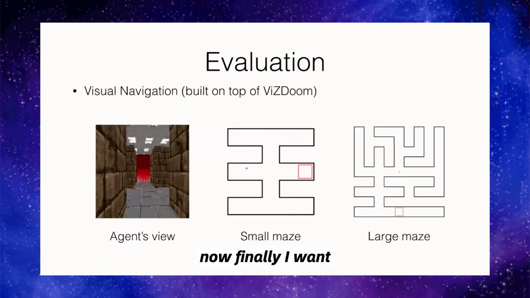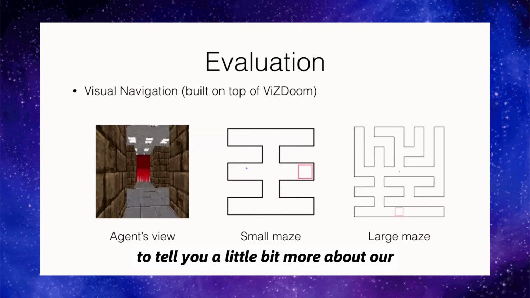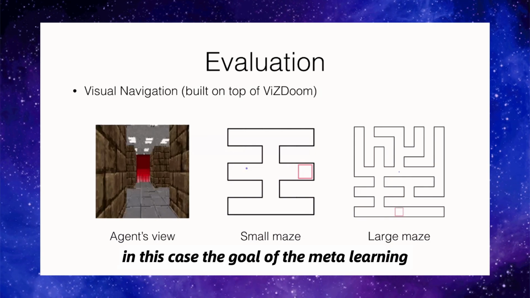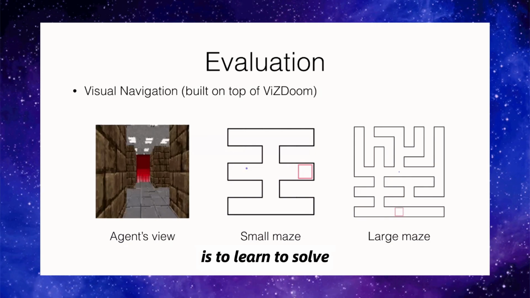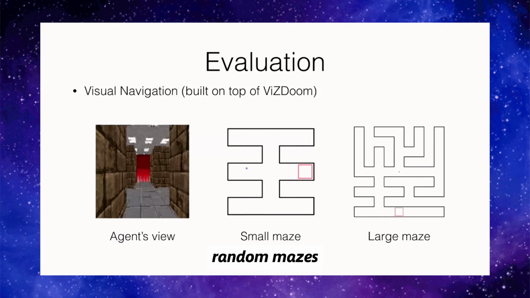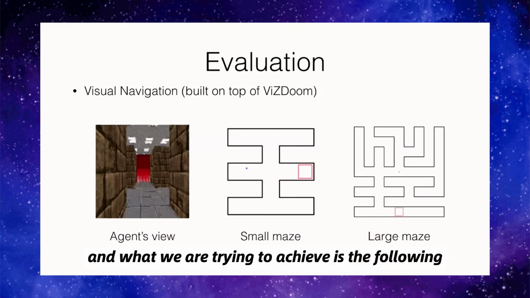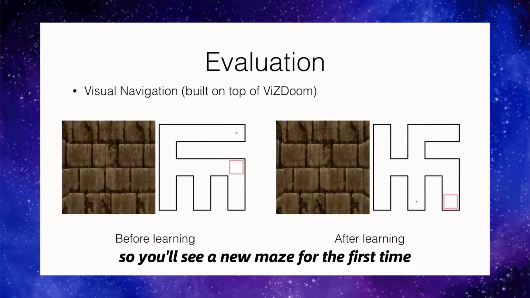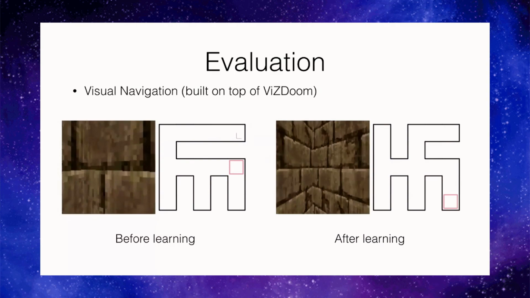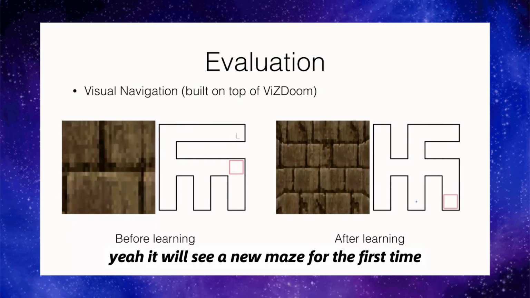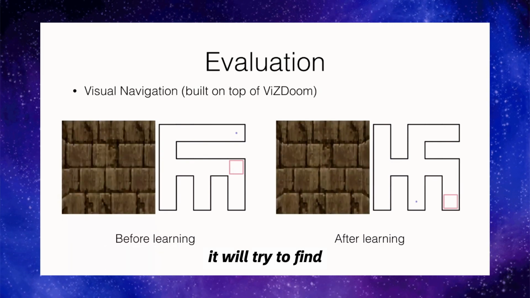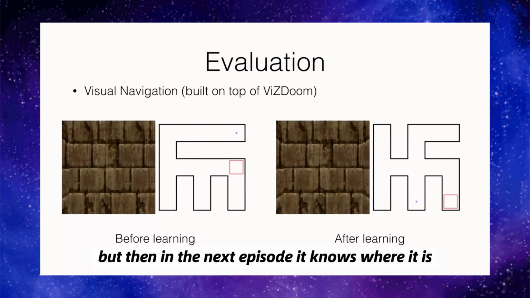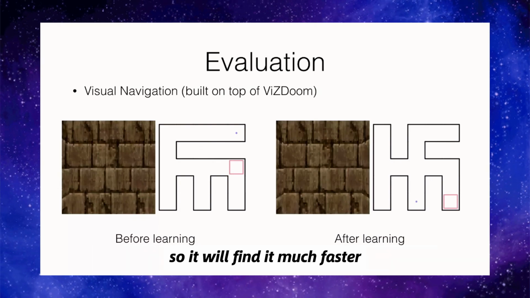Now, finally, I want to tell you a little bit more about our larger task, which involves three-dimensional navigation. In this case, the goal of the meta-learning is to learn to solve random mazes. And what we are trying to achieve is the following. At first, it will see a new maze for the first time. It will try to find a certain item. But then in the next episode, it knows where it is, so it will find it much faster.